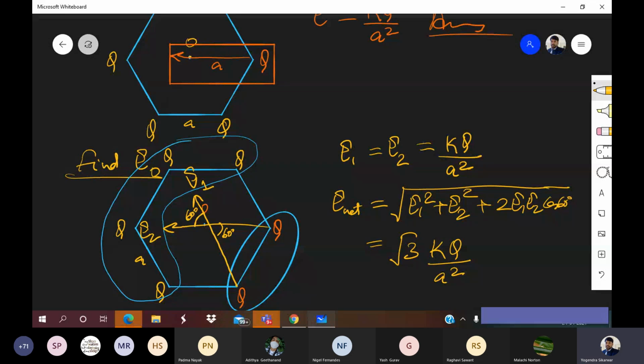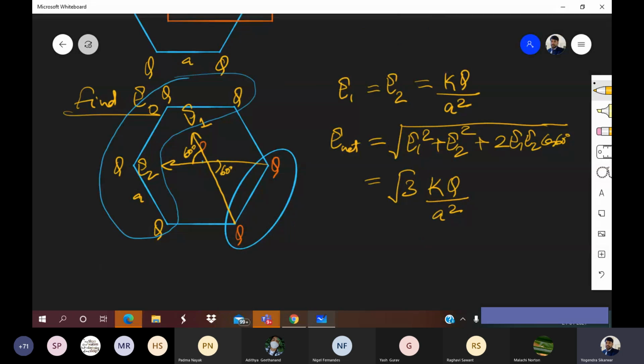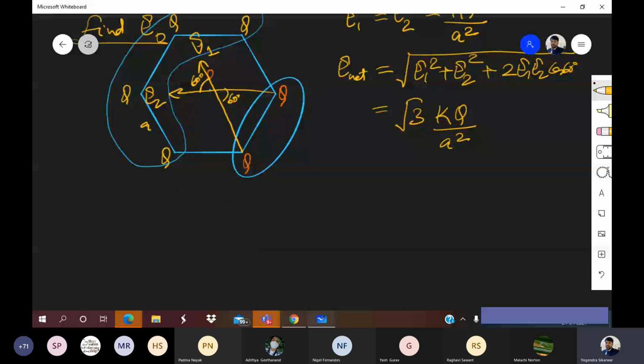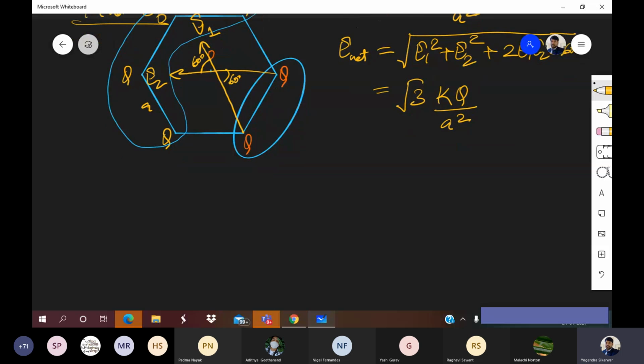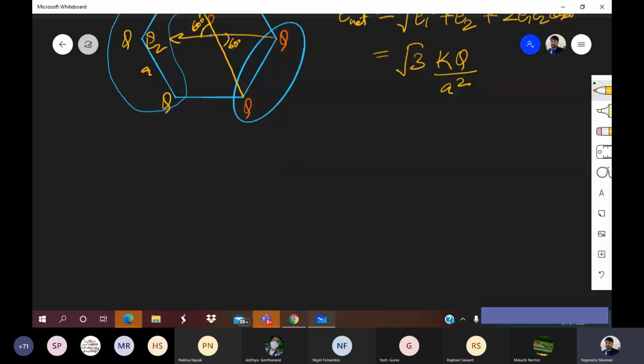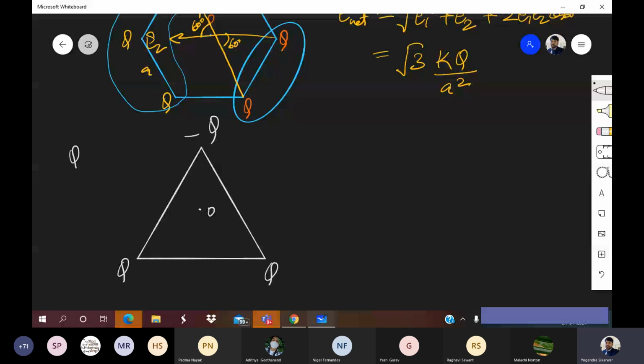Any doubt, any question? Anyone? Good. So let me give you one more question before we conclude today's lecture. And the question goes like this. We have again a triangle, equilateral. So this is Q, this is Q, this is minus Q, and that point is O. Side is A, find EO.